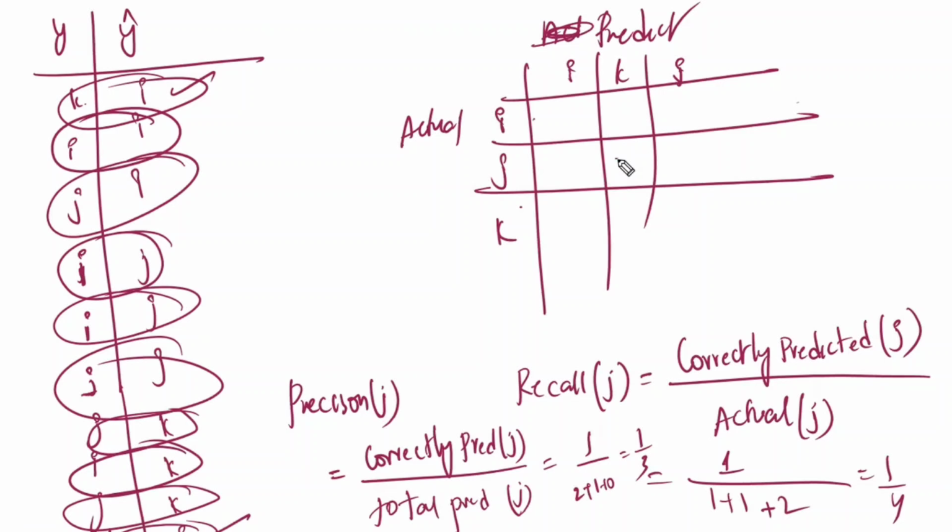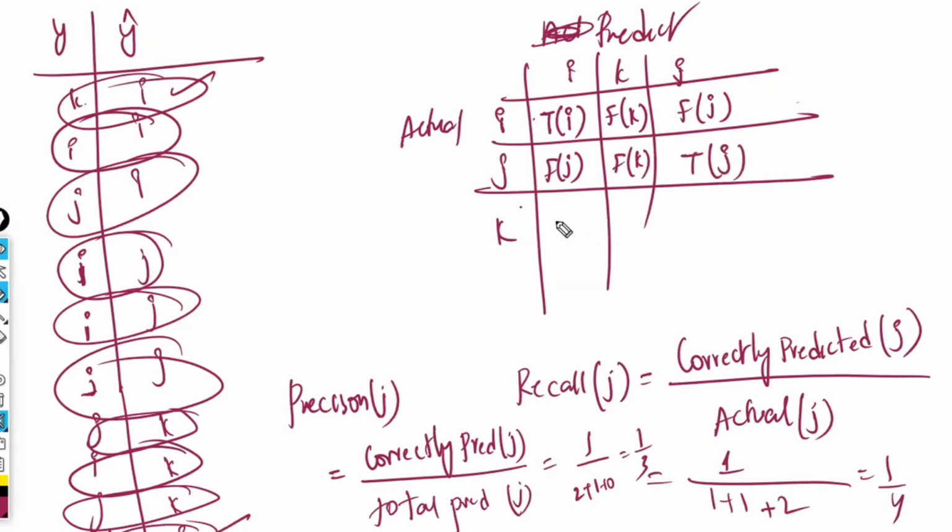But this time, this is not with respect to true, no? This is the opposite one. Now, this is called true I. Then what is this called? False K. Then what is this called? False J. Then what is this called? False J. Then false K. Then what is this called? True J. Next, false I. True K. False J. Now true values are here, here, here.